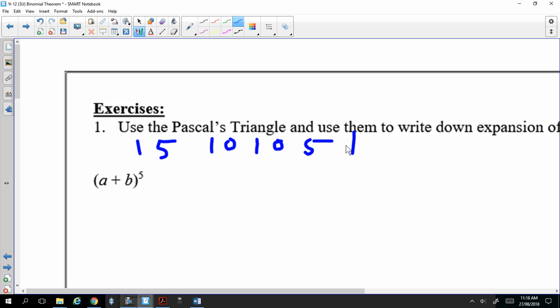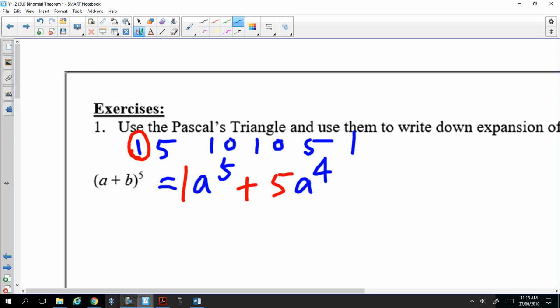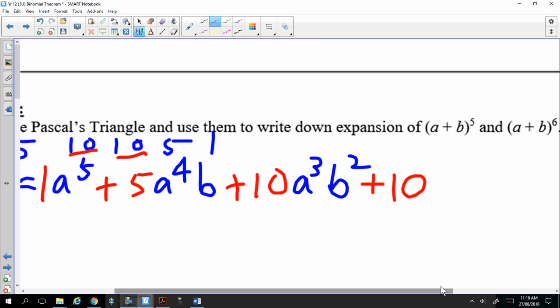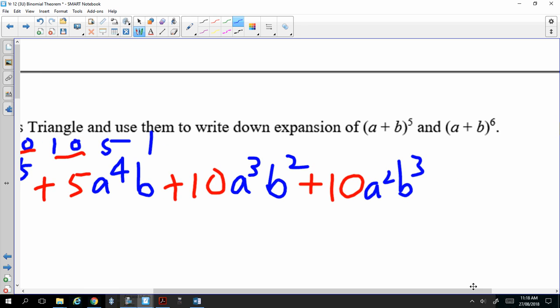You start with a to the power 5, and the number in front is 1. The next number is 5. The a to the power 5 becomes a to the power 4, right? a to the power 4, b. So the powers of a go down, the powers of b go up, plus the next one is 10, and you go a to the power 3, b squared. And the next number, so these numbers are the coefficients. So you get the coefficient 10 again, and you get a squared b cubed. Get it? The powers of a go down, and the next one is 5, plus 5 a b to the power 4, and finally 1 b to the power 5. Get the idea? That's the expansion.